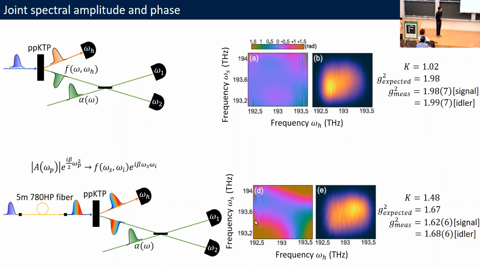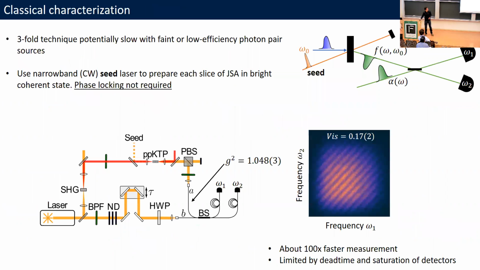Okay, so we see these correlations. And the amplitude is largely the same. Okay, and so now if you do this Schmidt decomposition, you find that your Schmidt number went up by a factor of 1.5. So the purity also was reduced by about 50% because of these phase correlations. So that's good. It requires you to measure threefold coincidences, which can be problematic if your source is not very bright.